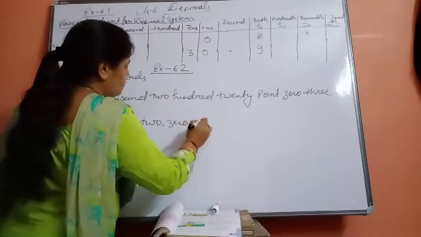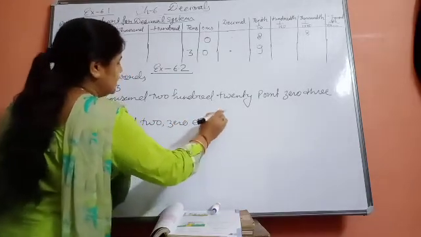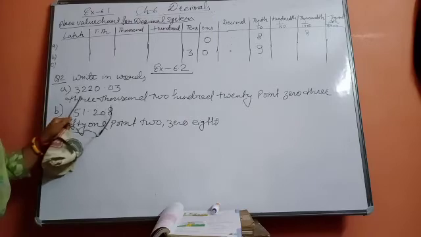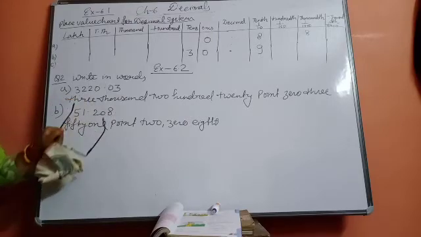After the decimal, we always write the digits in a separate place. Not 208, it is separate: 208, and here 03. Okay, see that.